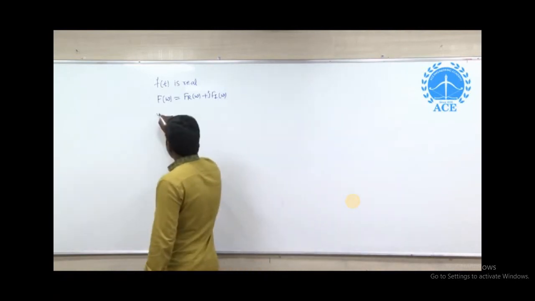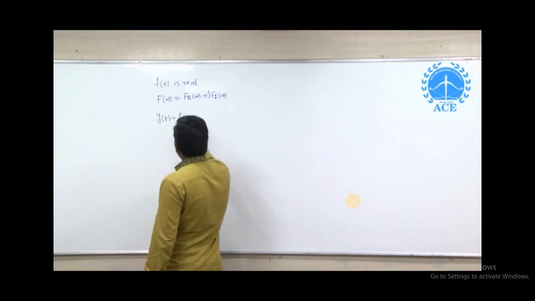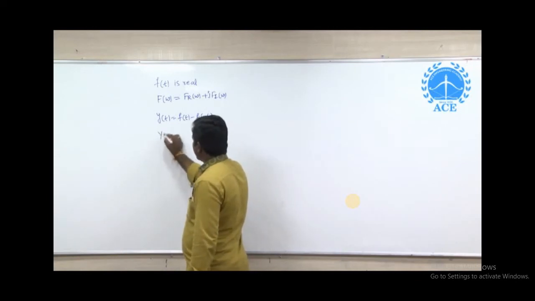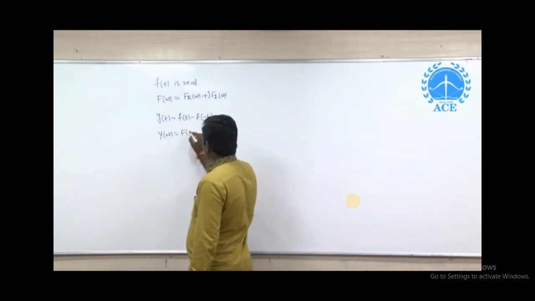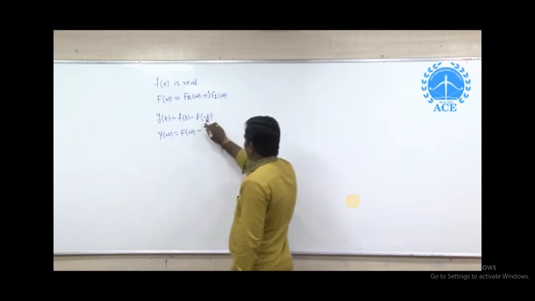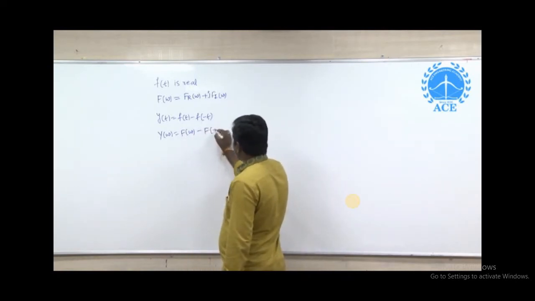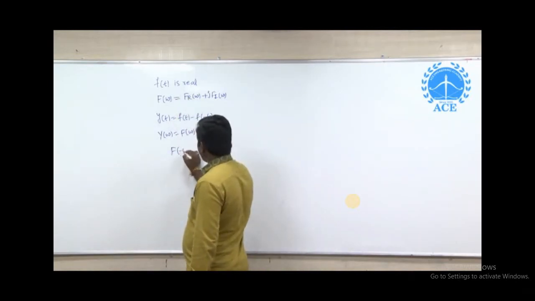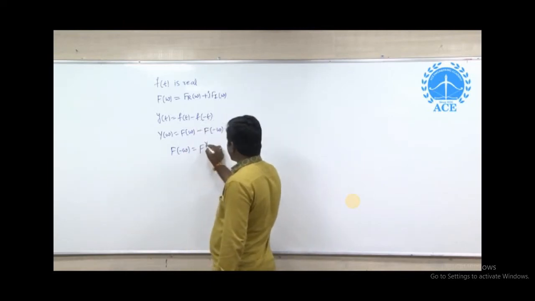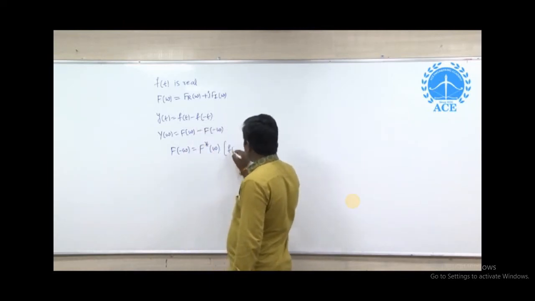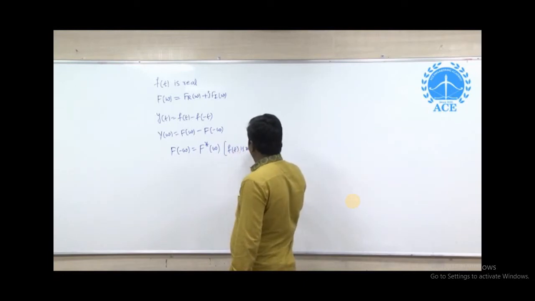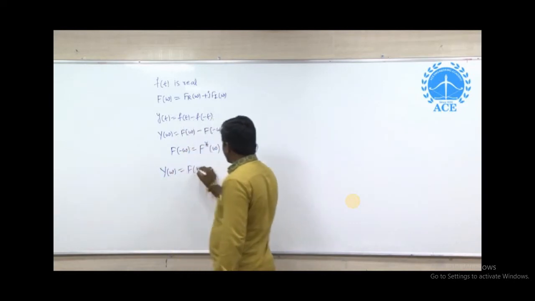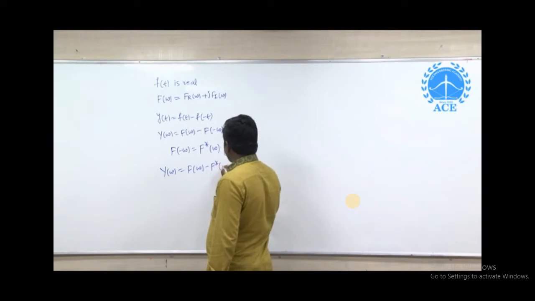Okay, so let us consider y of t equals f of t minus f of minus t. So apply Fourier transform on both sides. Then Y of omega is equal to F of omega minus the Fourier transform of f of minus t, which is F of minus omega. Given f of t is real, F of minus omega is equal to F star of omega. This is possible only when f of t is real. Substitute this in the above equation. Then Y of omega is equal to F of omega minus F star of omega.